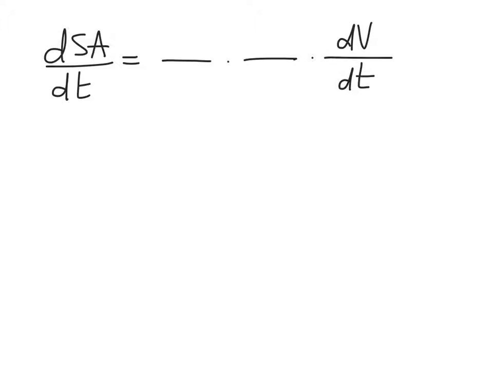Okay, so we want to find dSA by dt. We know it's going to link up those three things: time, surface area, and volume. Now we know that we've got dV by dt, and we're going to have something linking, well, surface area is a function of the radius, and volume's a function of the radius. So the chain rule stuff is going to go like this.